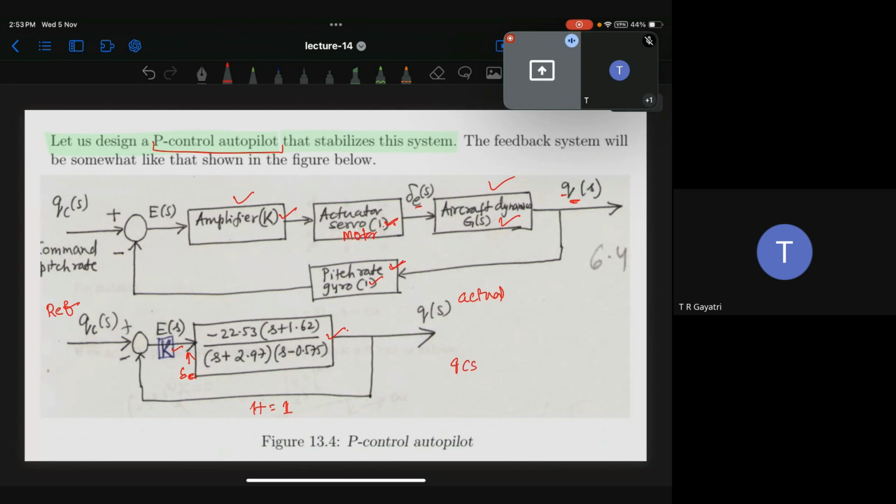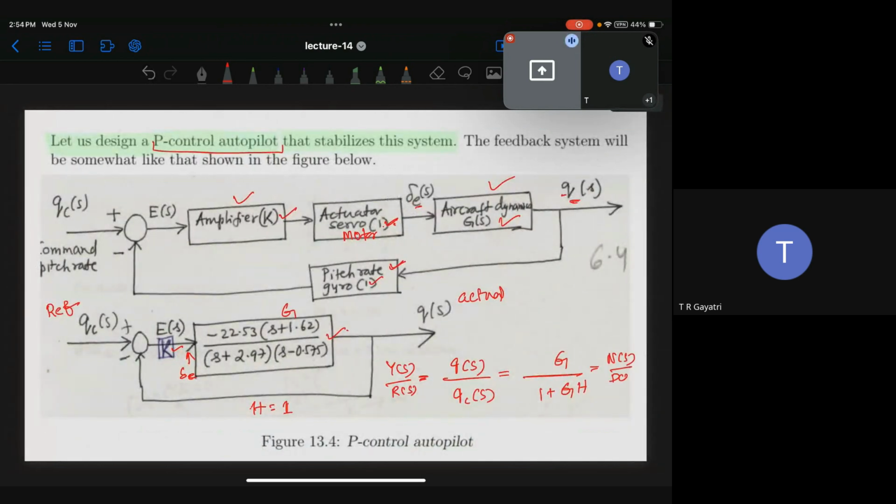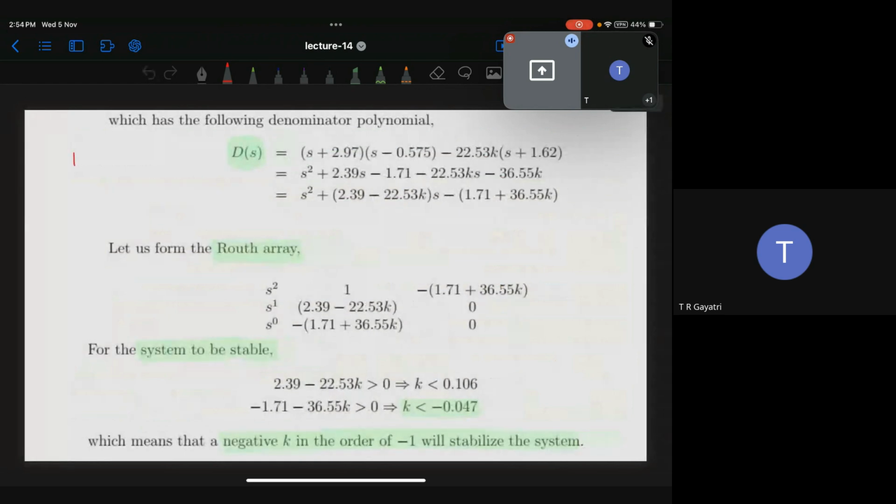So what is Q of S by Q C of S, because that is like Y of S by R of S, correct? Yes, sir. So if this is G of S, we find G by 1 plus GH. G is nothing but this. Once you find that, you will have both the numerator as well as the denominator. The closed loop transfer function or characteristic polynomial is nothing but what? You make that denominator equal to 0. So this is the equation. Is this clear? Any queries as of now?